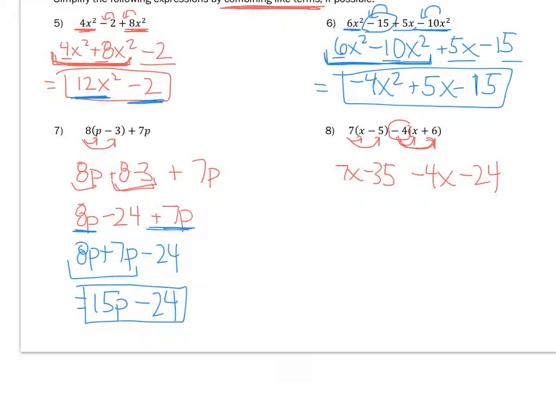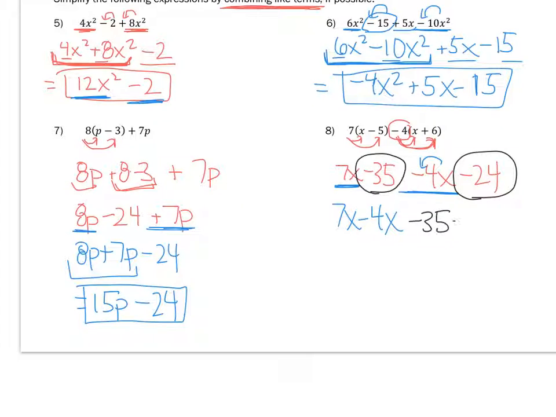Now we can combine like terms. So I have my 7x and my minus 4x. I'm going to rewrite those next to each other. Make sure to bring that sign with it, minus 4x. And then we have a negative 35 and a negative 24. So I'm going to go minus 35 minus 24. Combine those, we get 3x. 35 minus 24 will be a negative 59. So we get 3x minus 59 as your answer.